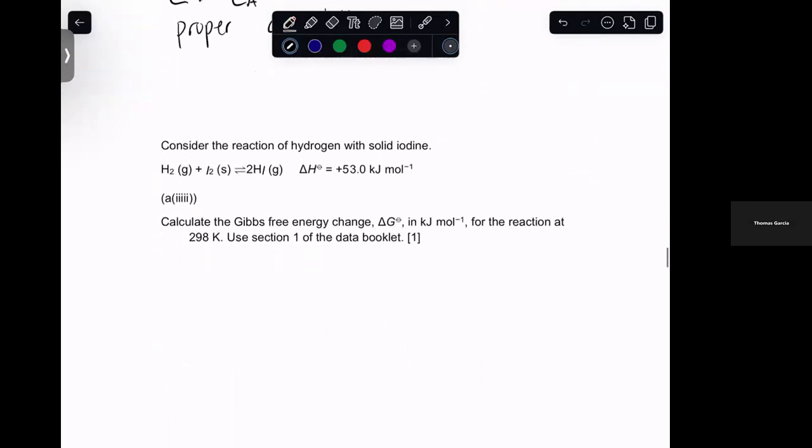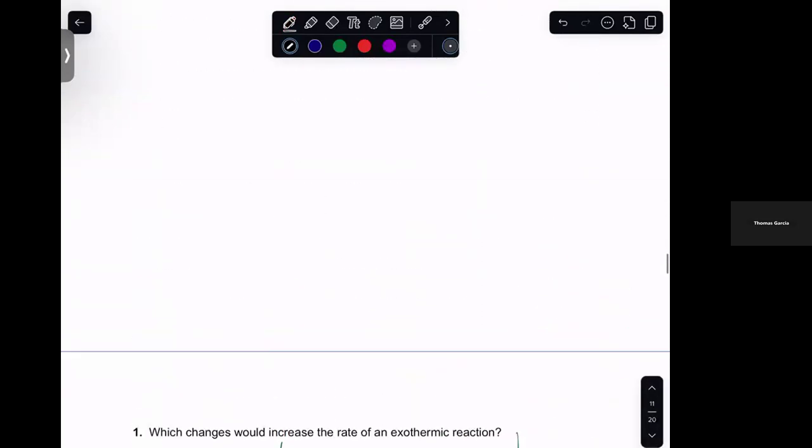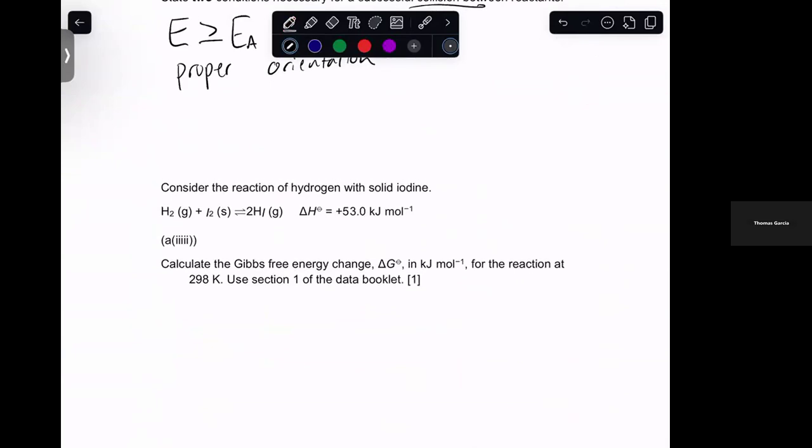All right. Moving to the last problem. Consider the reaction of hydrogen with solid iodide. H2 plus I2 reacts to form 2HI with an enthalpy value of 53.0 kilojoules per mole. All right. Calculate Gibbs free energy change, delta G, in kilojoules per mole with the reaction at 298 using section 1 of the data booklet. Now, it's not just section 1, we have to also find the other values, but we're using delta G equals delta H minus T delta S. So as we do this, we have to find our delta S value in the data booklet.